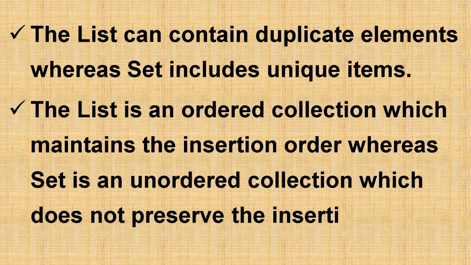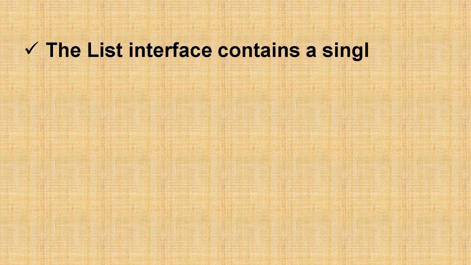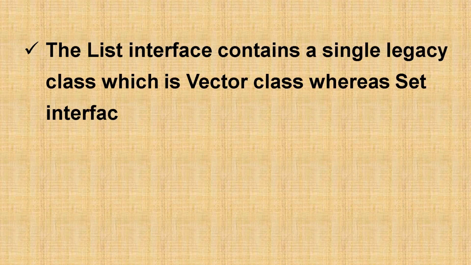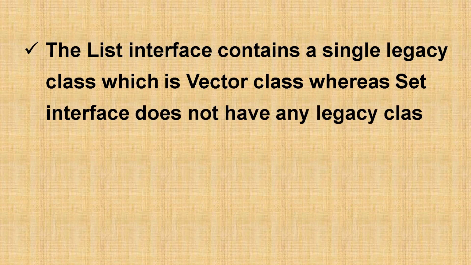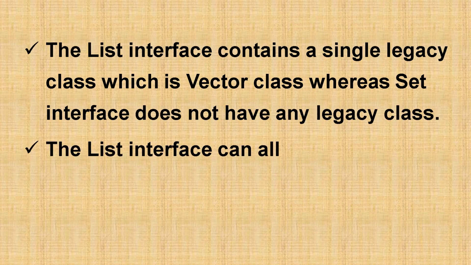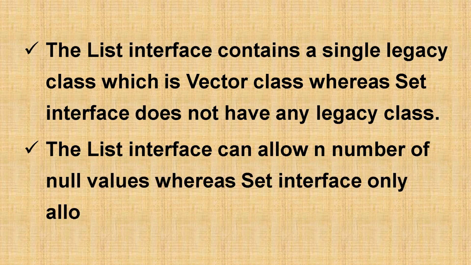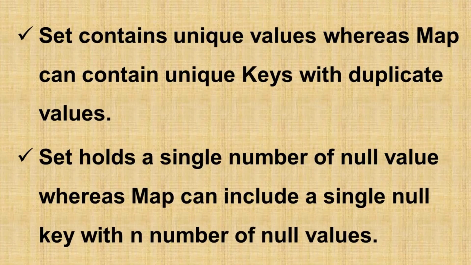The list is an ordered collection which maintains the insertion order whereas set is an unordered collection which does not preserve the insertion order. The list interface contains a single legacy class which is vector class whereas set interface does not have any legacy class. The list interface can allow n number of null values whereas set interface only allows a single null value.